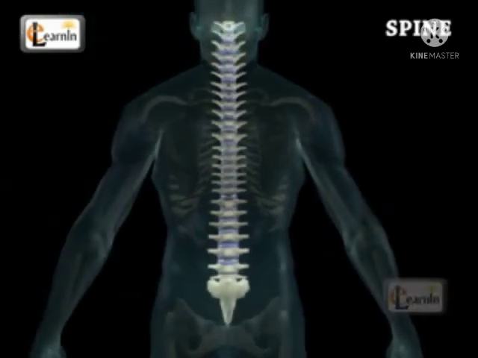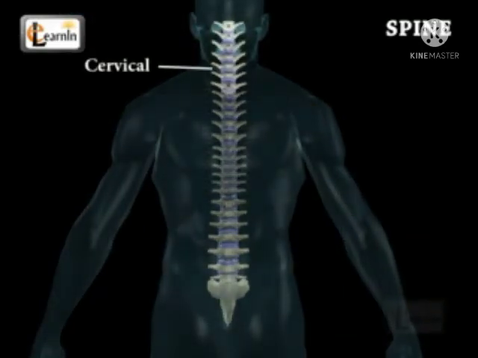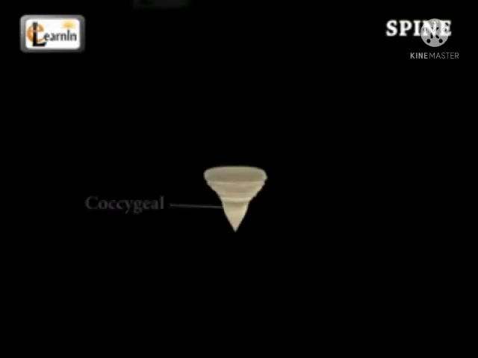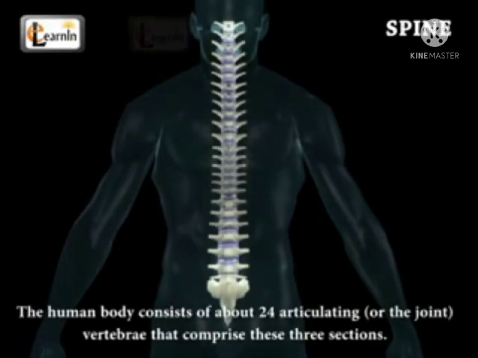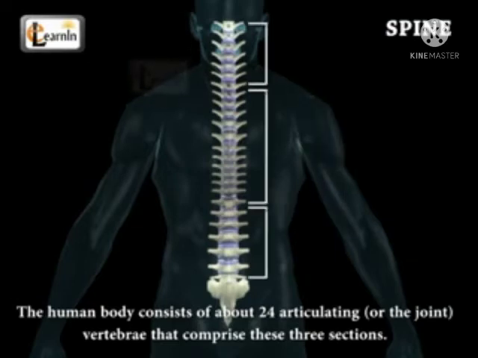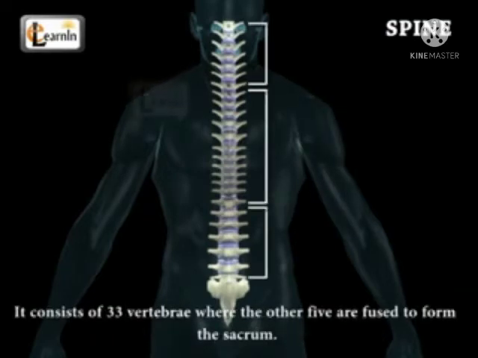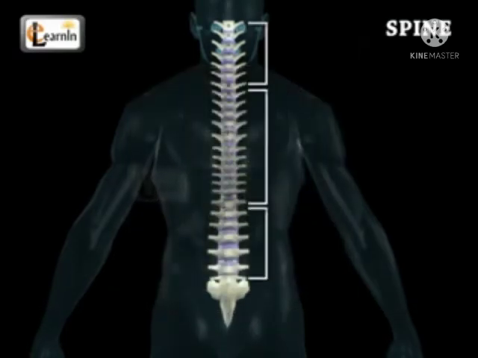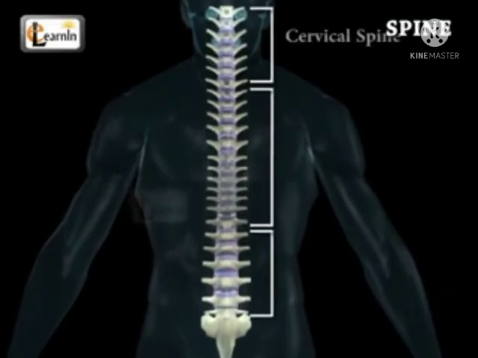The entire vertebral column is differentiated into cervical, thoracic, lumbar, sacral, and coccygeal regions starting from the skull. The human body consists of about 24 articulating, or jointed, vertebrae that compose these three sections. However, in reality, it consists of 33 vertebrae, where the other 9 are fused to form the sacrum and coccyx. Broadly, the three main sections of the spine include the cervical spine, thoracic spine, and the lumbar spine.